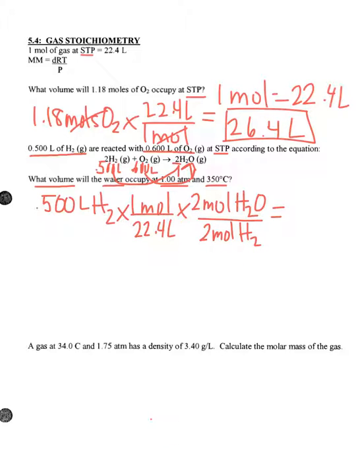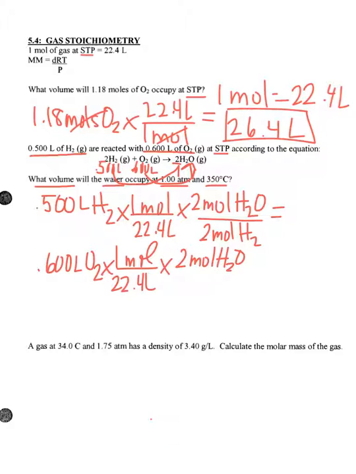And then you're going to do the same thing with the second equation, so 0.6 liters of oxygen, 22.4 liters per 1 mole. And then the one you're going to goes on top, so 2 moles of water for every 1 mole of O2.